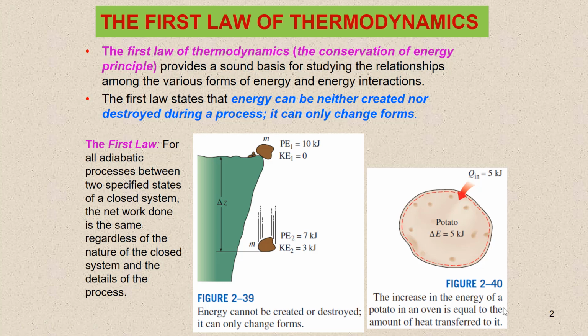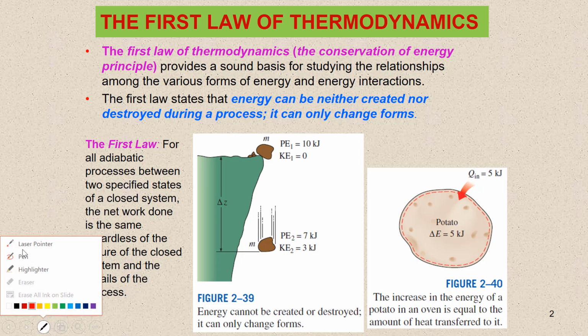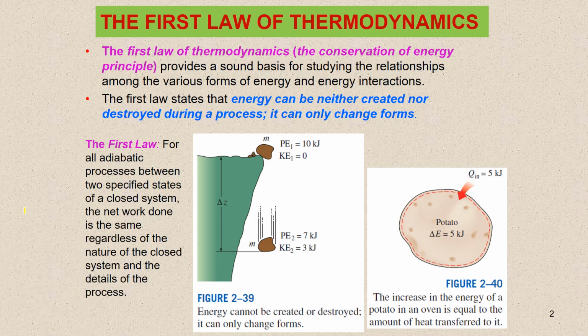Now let's look a little bit more deeper into the first law of thermodynamics. So far, we have considered various forms of energy such as heat Q, work W, and total energy E individually, and no attempt has been made to relate these different forms of energy to each other during a process. The first law of thermodynamics, also known as the conservation of energy principle, provides a sound basis for studying the relationships among these various forms of energy and energy interactions.